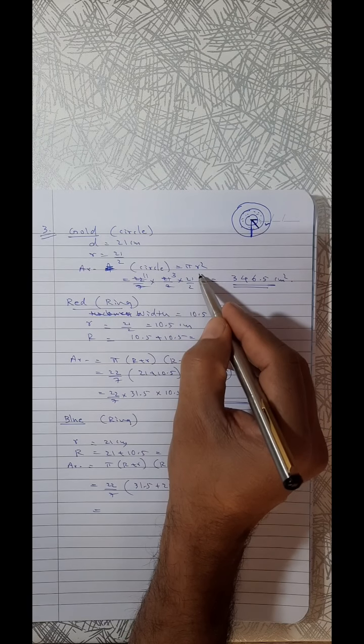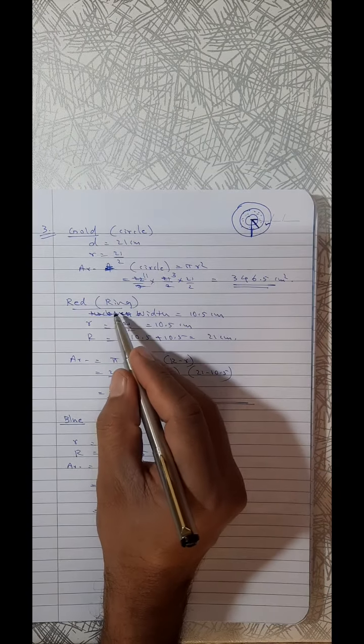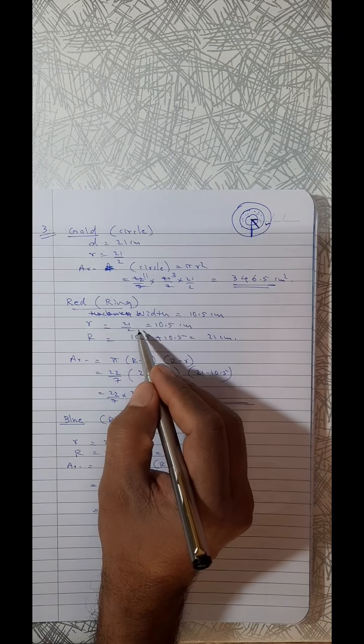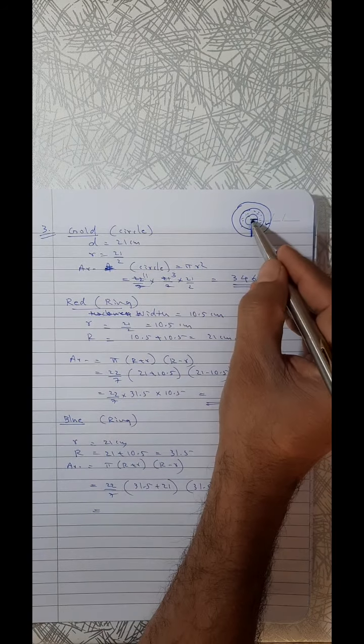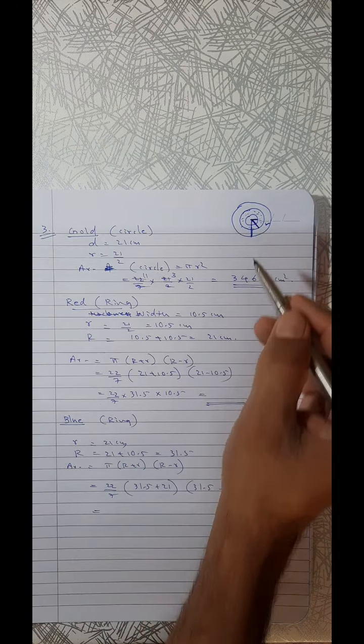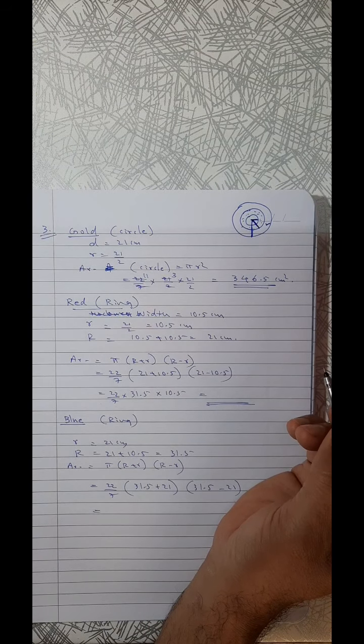Area is pi r square. Diameter is there, so radius is there. Now red means a ring shape. Ring means a small r and a capital R. Small r means the radius of the golden part, which is the innermost part. And capital R means the width we have to add. Thickness, that is, width has to be added.